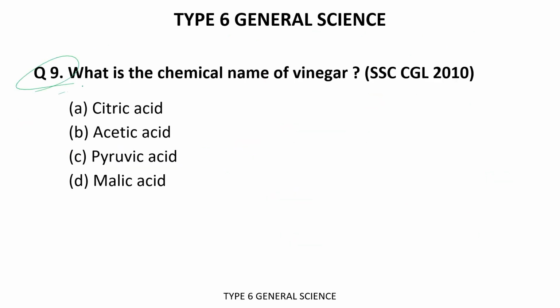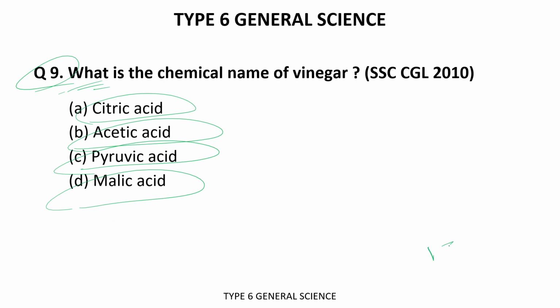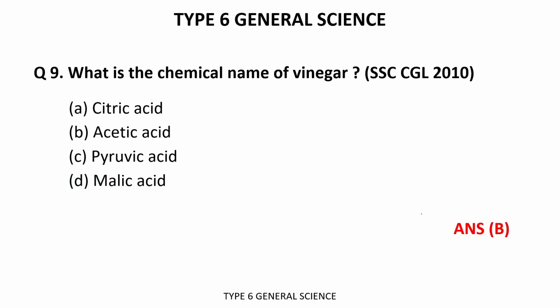Ninth question we have, what is the chemical name of vinegar? Citric acid, acetic acid, pyruvic acid, malic acid. 15 seconds you have to think and answer. Time starts now. Time's up. So the correct answer is B.